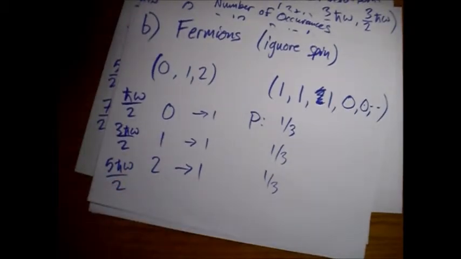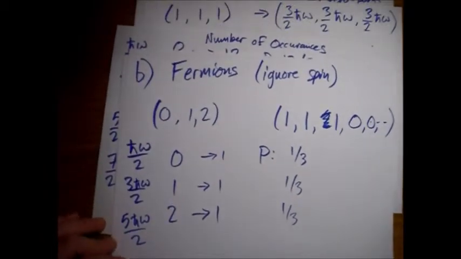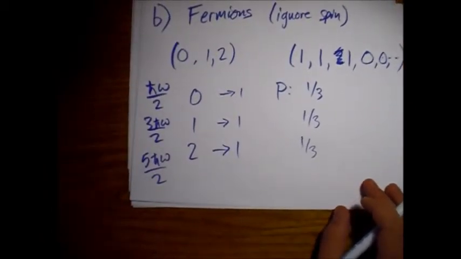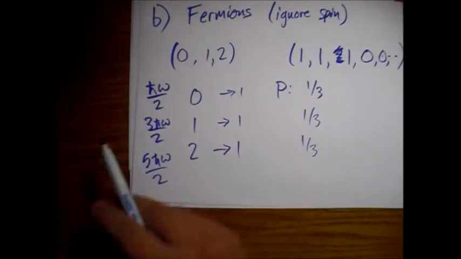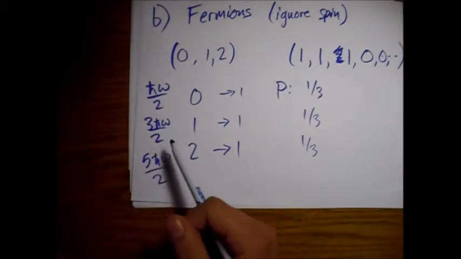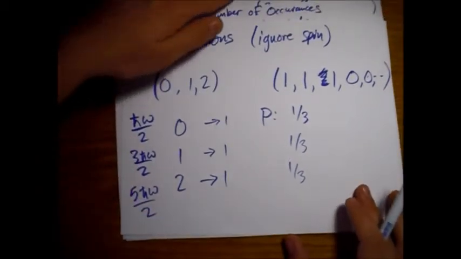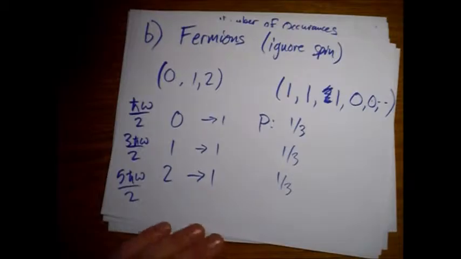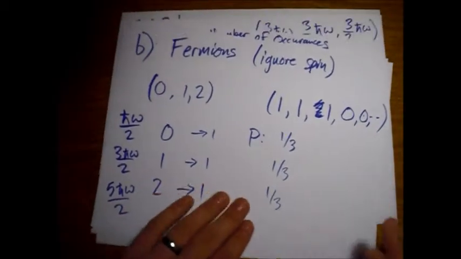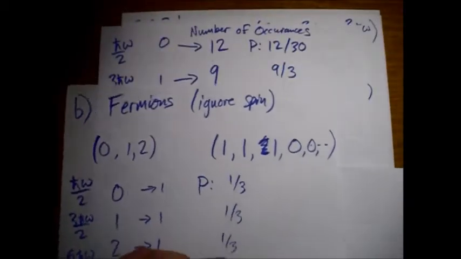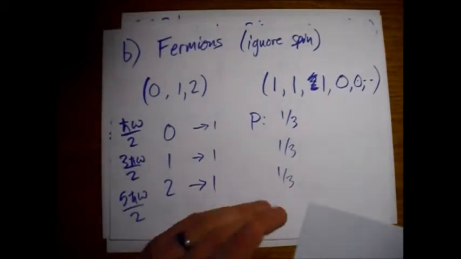What is the most probable energy? They're all equally probable. All right. We'll get h bar omega over 2, 3 halves h bar omega over 2, or 5 halves h bar omega over 2, and they're all equally probable. Okay. So fermions, you can see the case is quite a bit simpler from the distinguishable particle case.